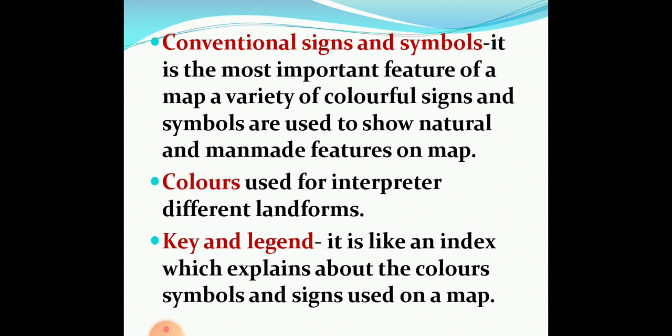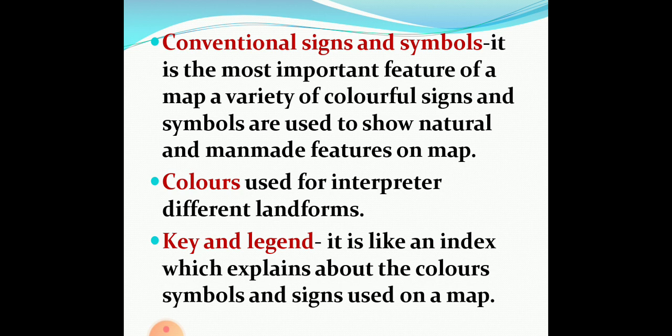Now the next portion is called the conventional signs and symbols. It is also a very important thing of a map. So many colorful signs and symbols are given in a map. We can say that in all maps so many signs and symbols are given. The signs and symbols are used for explaining important things in a map, and some among them are accepted throughout the world. Worldwide acceptance is there, and some are made by the cartographers.